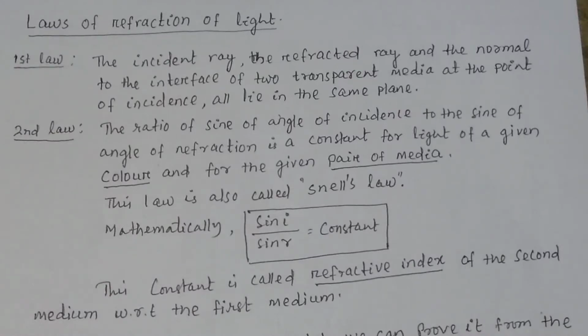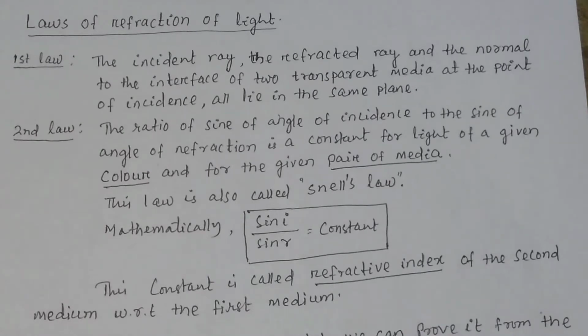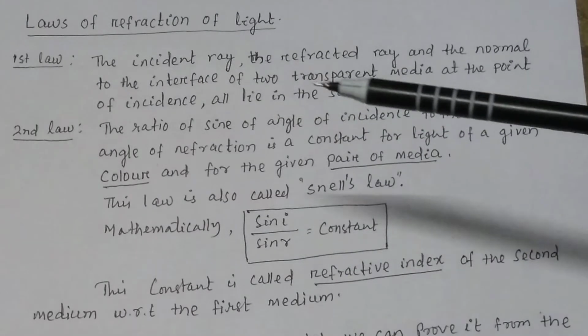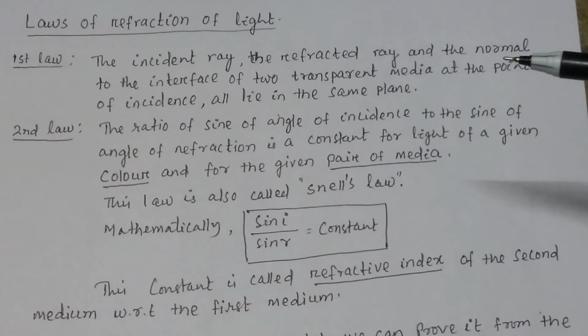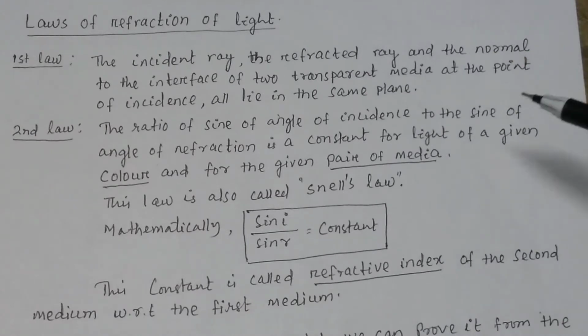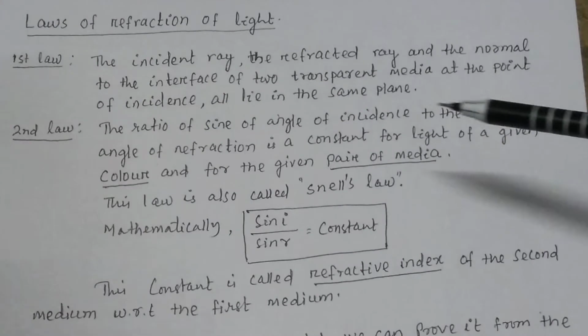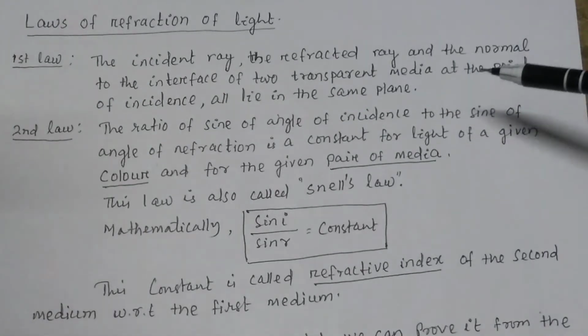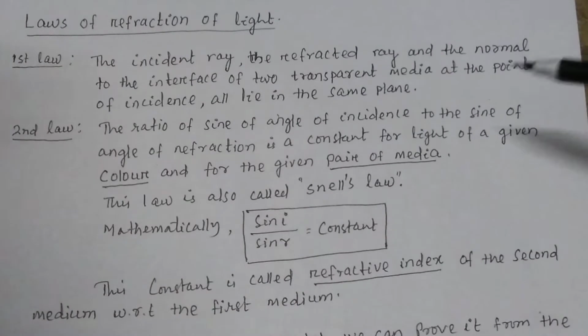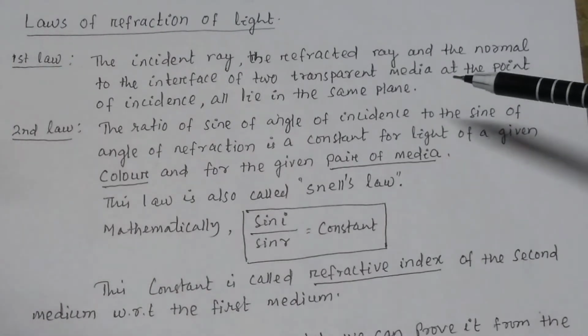Today we will discuss the laws of refraction of light and the refractive index. Okay, so what are the laws of refraction of light? Refraction of light has two laws. The incident ray, the refracted ray, and the normal to the interface of the transparent media at the point of incidence all lie in the same plane.